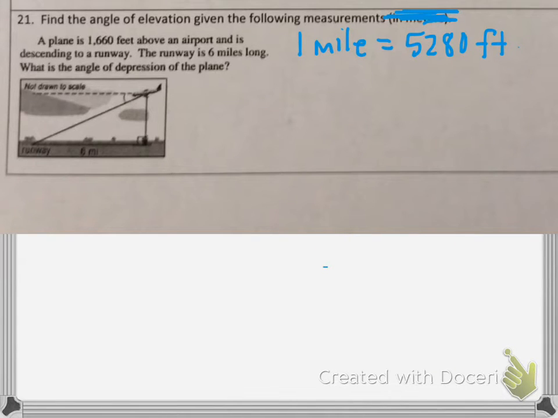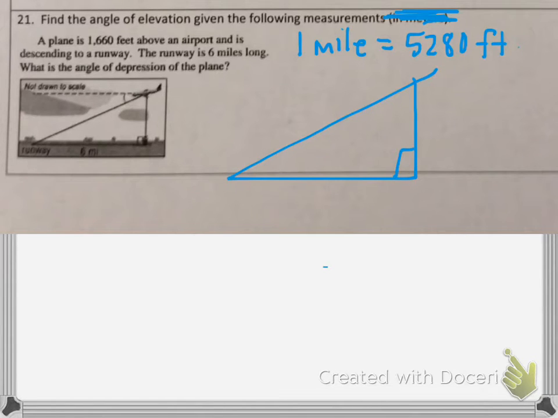21. We have a plane that's 1660 feet from an airport, and it's descending to a runway. The runway is 6 miles long. We have to figure out the angle of depression. So we already have the picture drawn for us. I'm going to draw it a little bigger here, and I'm going to pull out the right triangle that I see.